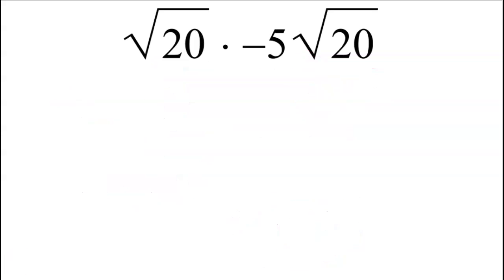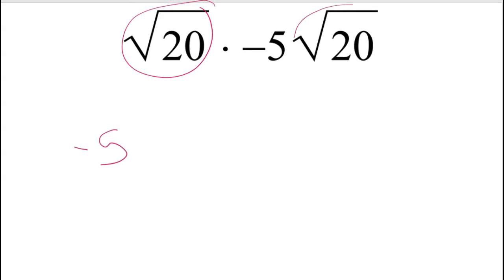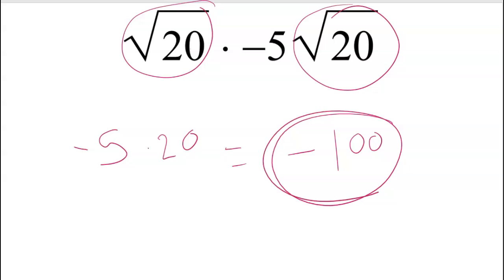Okay, last one of these really super simple ones with the square root of 5. Square root of 20 times the square root of 20. Any number, the square root of a number times that same square root of that same number is just the number. So this is negative 5 times 20. That's negative 100.